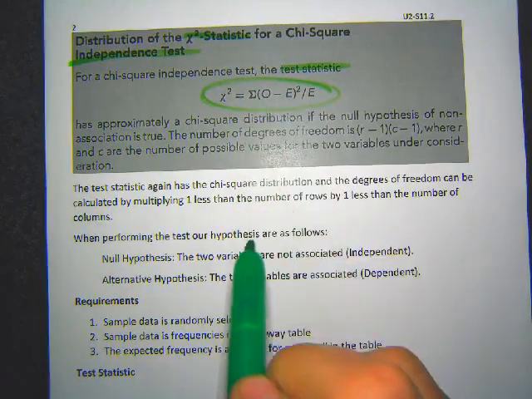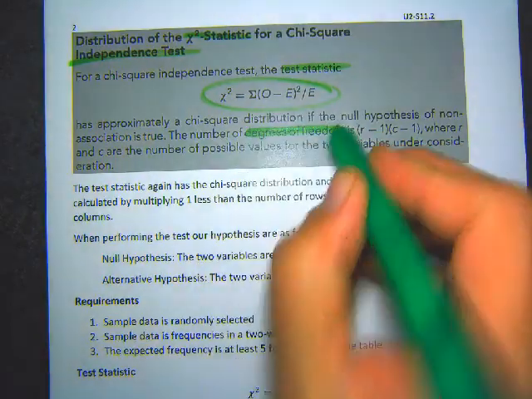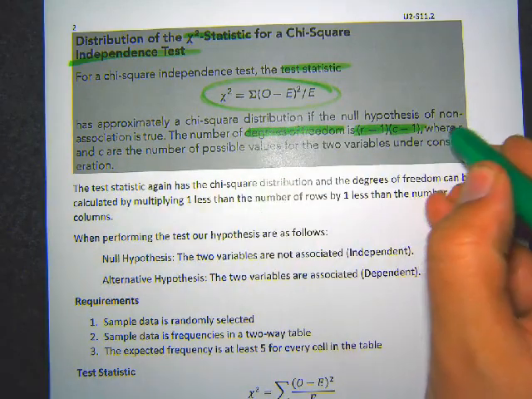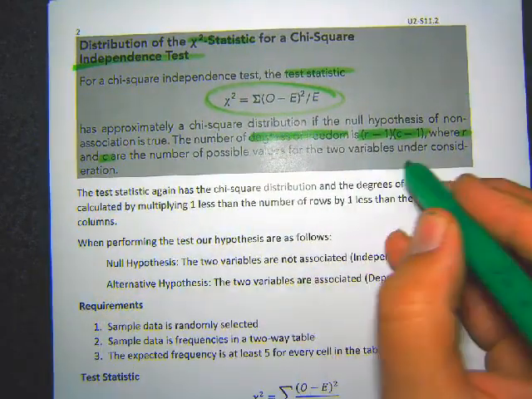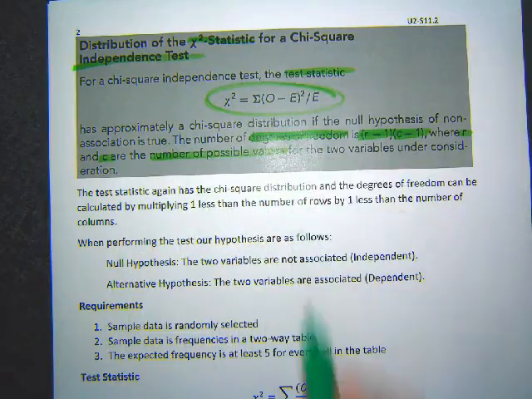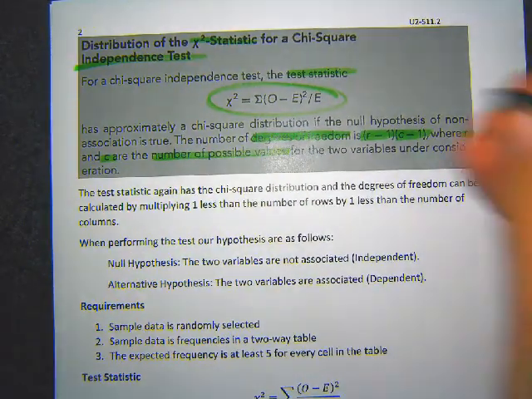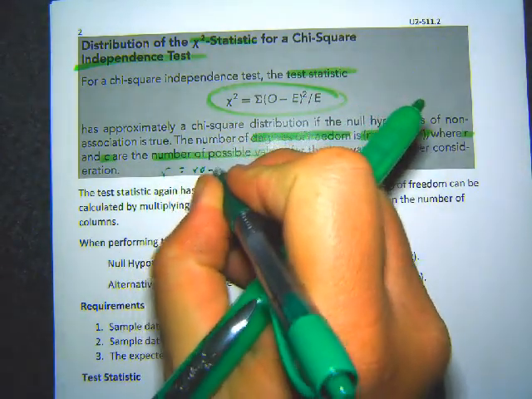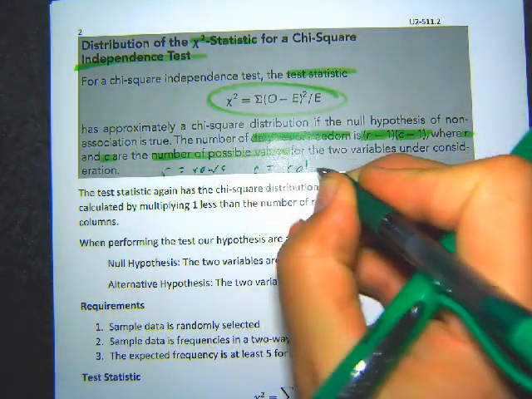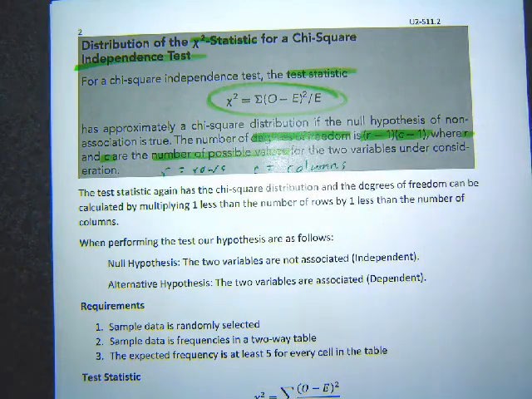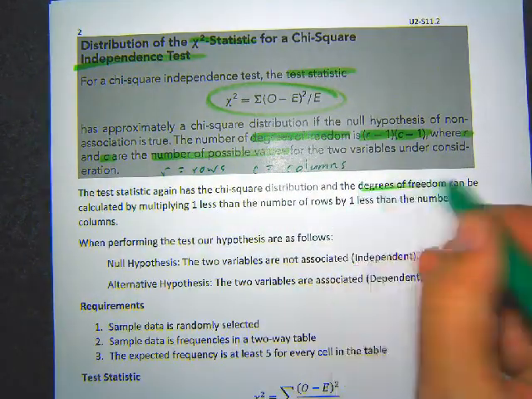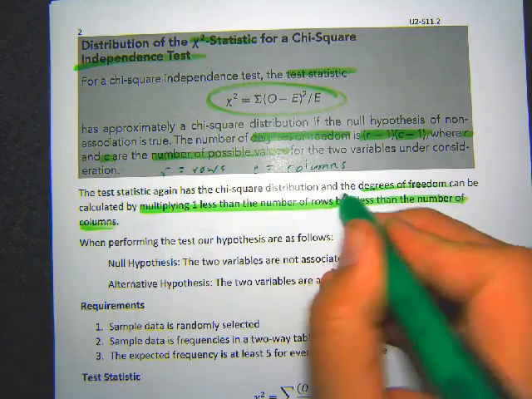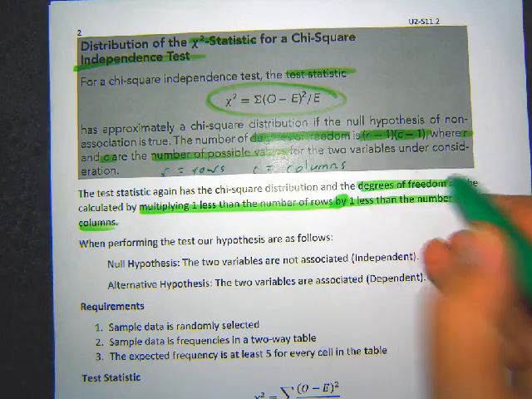One important thing to know about this is the degrees of freedom for this test. The degrees of freedom is r minus 1 times c minus 1, where r is the number of rows and c is the number of columns. So the number of possible values, it's going to be your rows and columns. R equals rows, c equals columns. So to find the degrees of freedom, we're multiplying 1 less than the number of rows by 1 less than the number of columns.